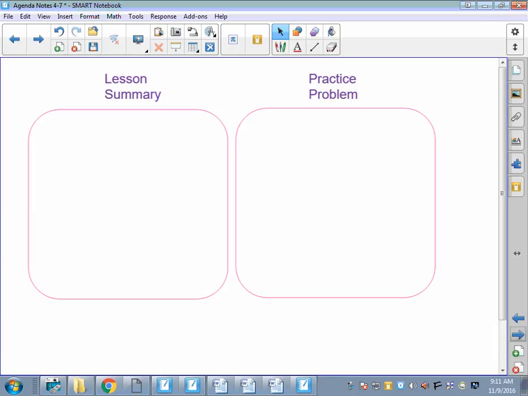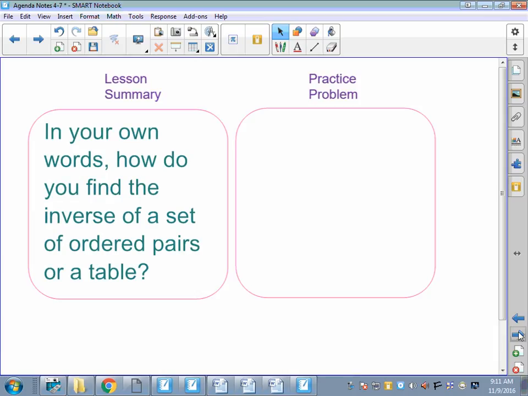So lesson summary, here's what you need to do in your own words. This one might tax your brain. How do you find the inverse of a set of ordered pairs or a table? What did we do for those first couple examples? How do you find the inverse of ordered pairs or a table?